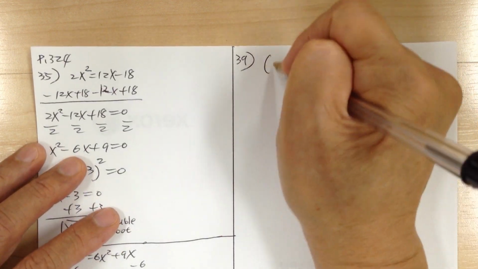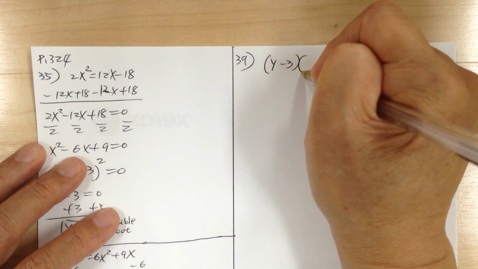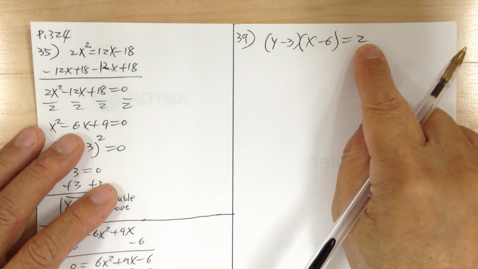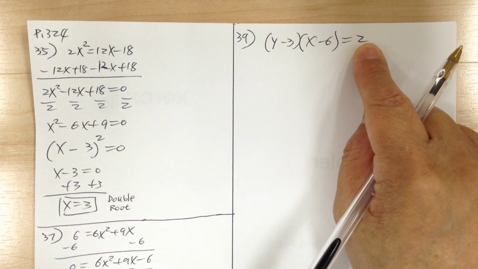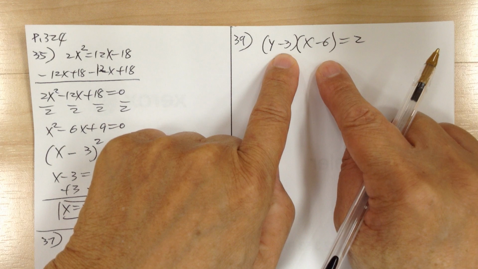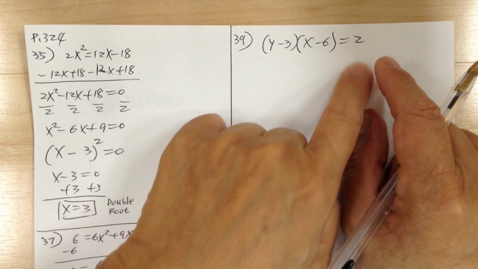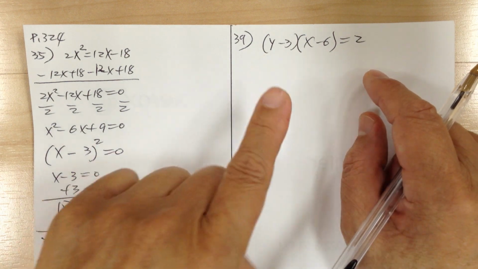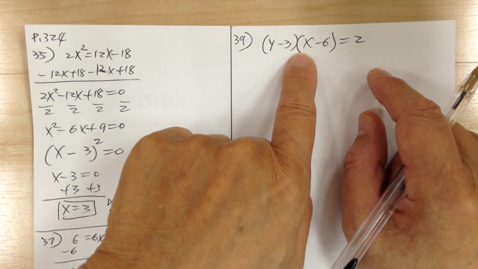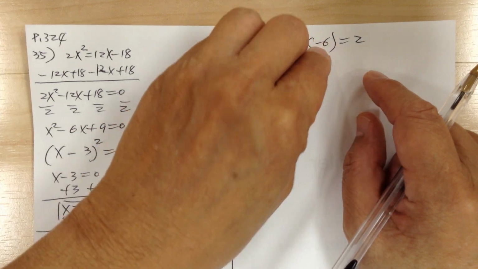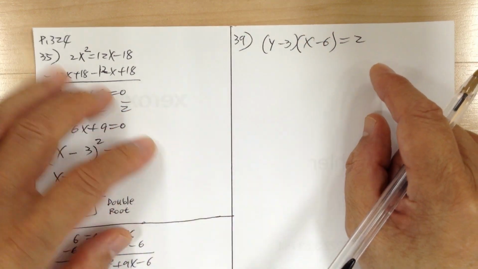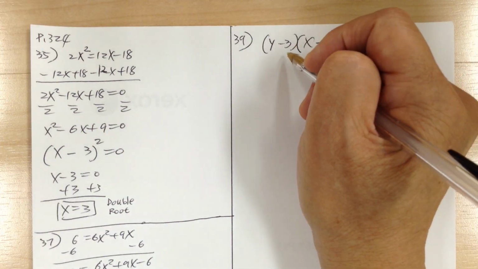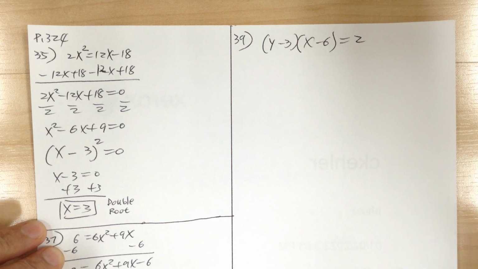Next one, I got y minus 3 times y minus 6 equal to 2. Now this one is equal to 2. This is already factored, but the factoring is no good because it's not equal to 0. You have to have it equal to 0 in order for the factoring to be good. Since this factoring is no good, you have to undo the factoring. You have to make this equal to 0 before you can do factoring.